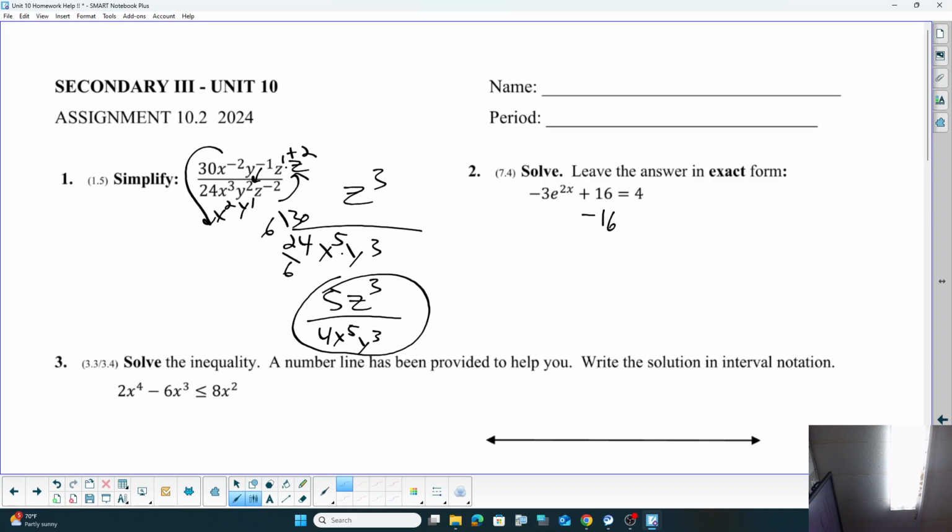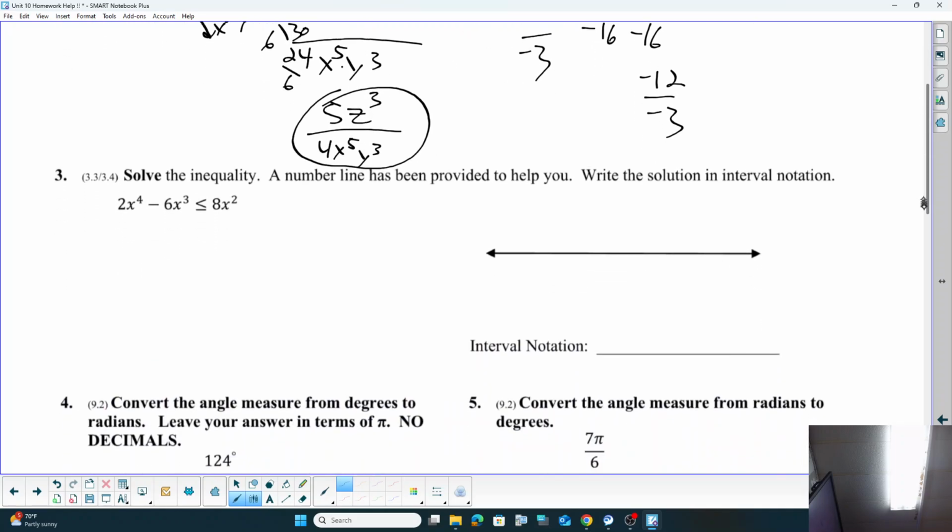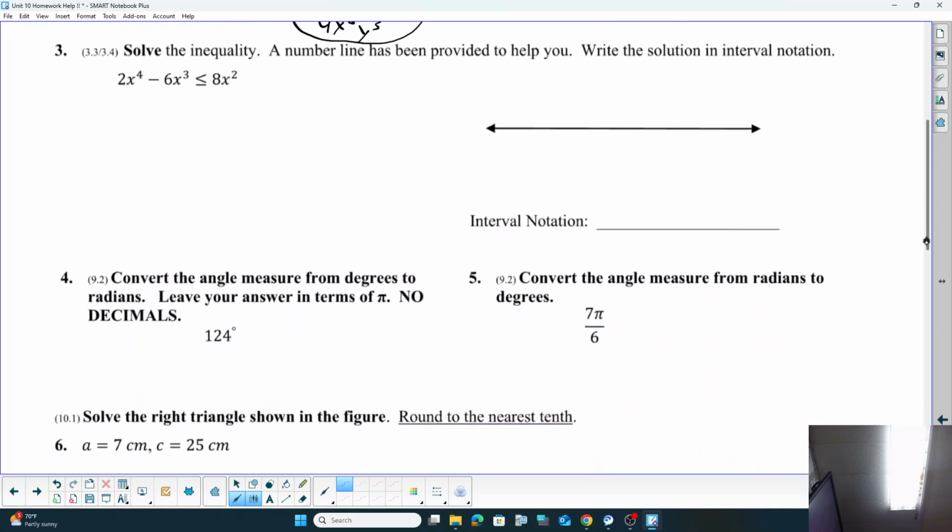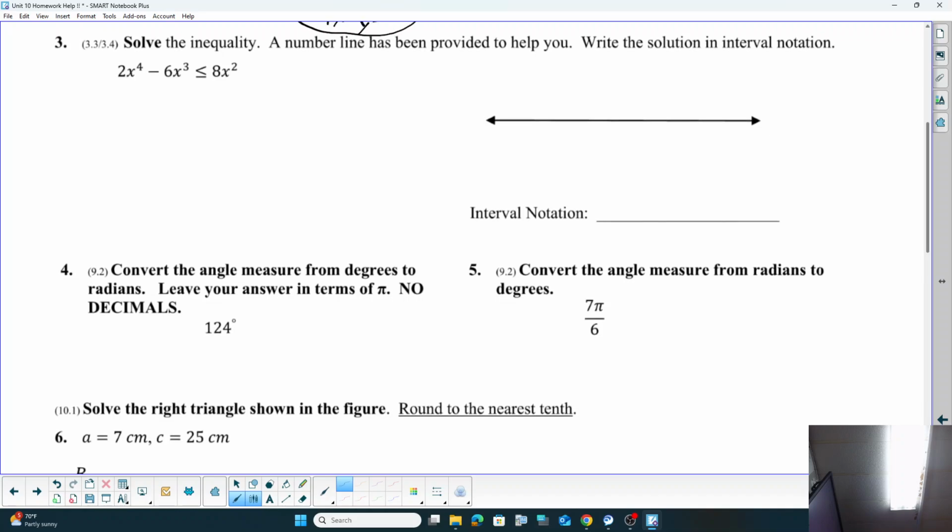Give number 2 a try. You got this. Keep going. Solve the inequality. A number line has been provided to help you. Write the solution in interval notation. This is really good review for next year, right? You want to do good in math next year? Well, then you got to remember everything that we ever learned.